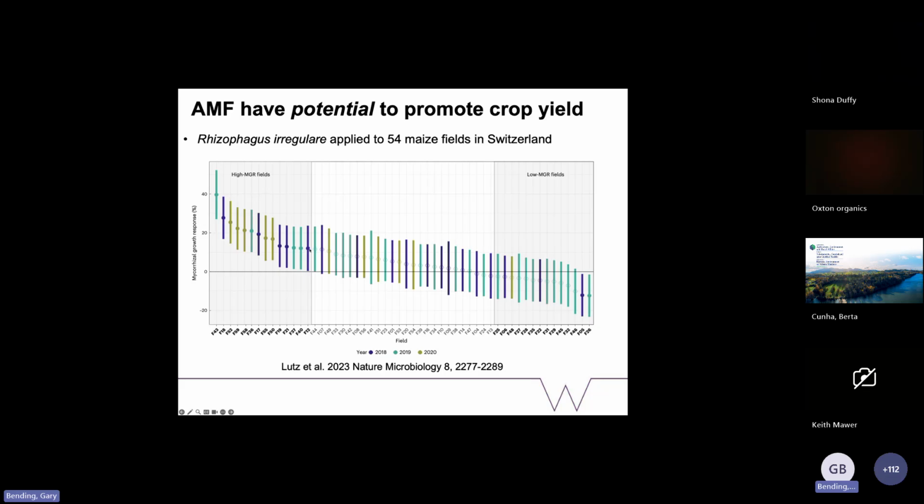They called them high mycorrhizal growth responsive fields with a response over 10% increase in productivity. You've got a whole range of fields here which are intermediate. You either get no increase in productivity or a relatively modest increase, maybe 10% or less. And then you've got some fields with a low mycorrhizal growth response, with no real or deleterious effects on growth of the crop by adding the inoculum. So there is really potential, a lot of interest in using these mycorrhizal fungi to promote crop yield. So this is why it matters.